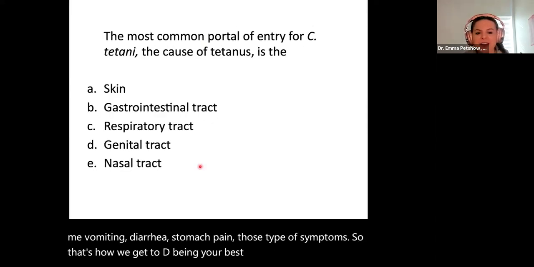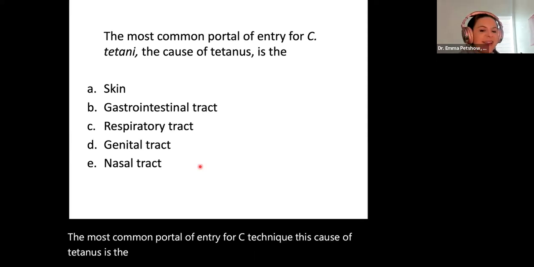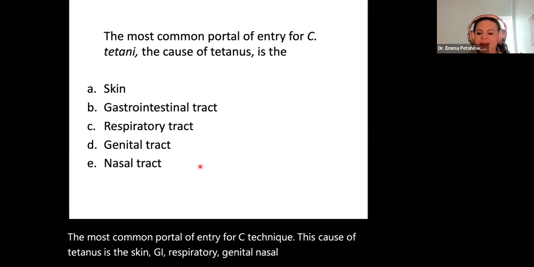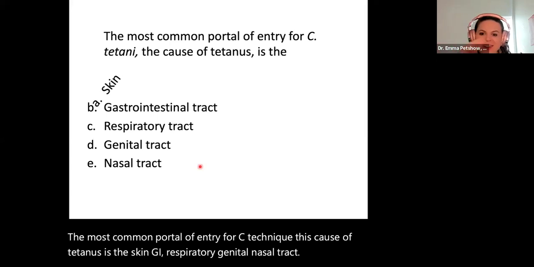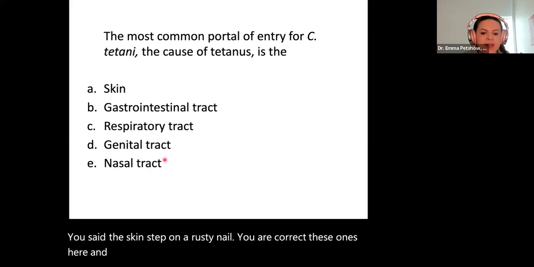The most common portal of entry for C. tetani, the cause of tetanus, is the skin, GI, respiratory, genital, nasal. Correct. You said the skin, step on a rusty nail, you are correct. This one does not like oxygen, remember? So it's going to try to stay away.